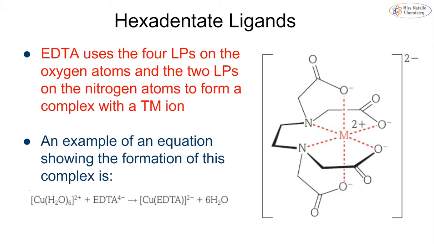What they may ask you to do is to write out an equation. So we've got our 4 lone pairs in the oxygens and our 2 lone pairs on the nitrogens forming this complex. And you can see that the red lines are showing you the different dative bonds that are being formed. And we have, again, if we use a hexa-aqua complex, we've got 6 waters now being replaced with 1 single ligand. So we're going from having 6 ligands to having just 1 with 6 waters also being removed.